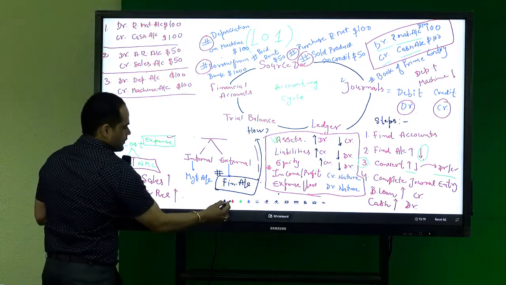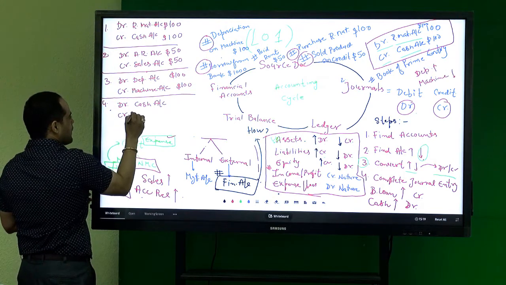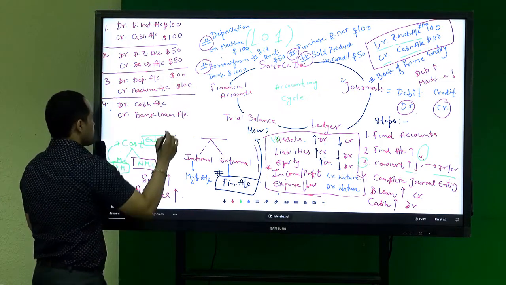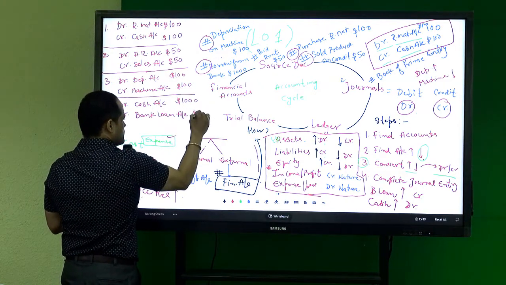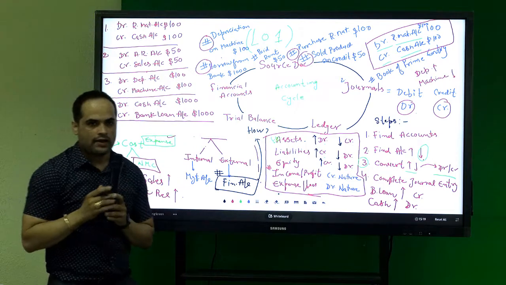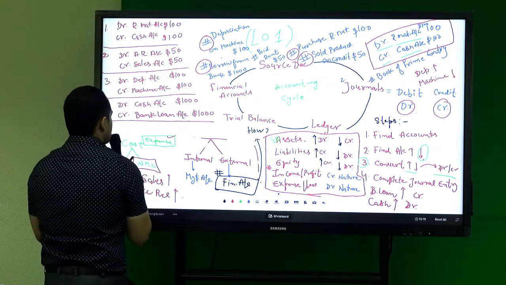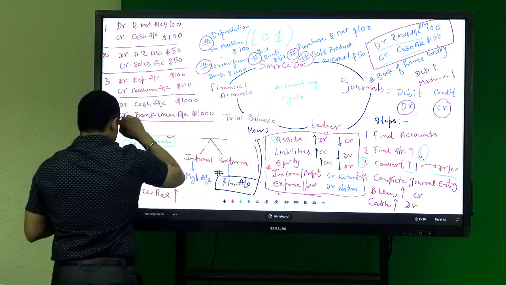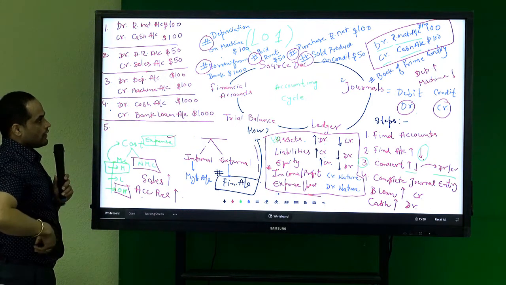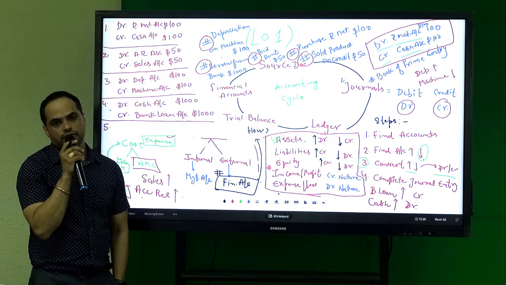So, debit cash account, credit bank loan account. Amount is 1,000. That is your number four. Alright? That is the fourth journal entry. Now move on to the next, number five, the last one. So number five is paid rent $50. All right.